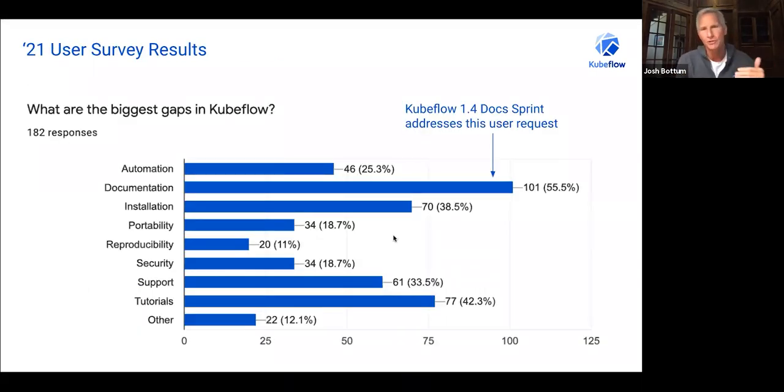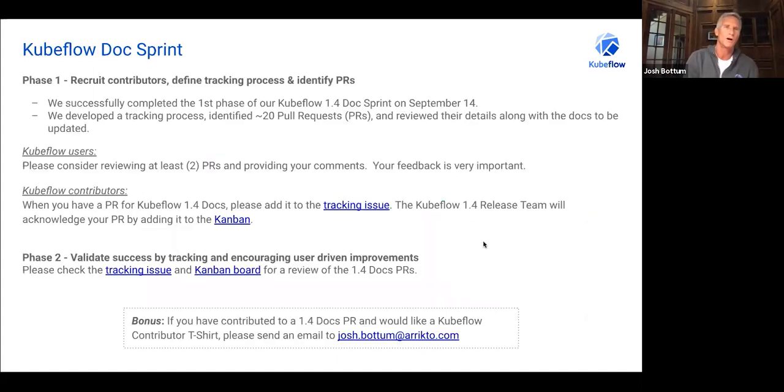One of the things the survey told us was that documentation was a place we needed to concentrate, but also installation and tutorials. And as you've seen in the last few releases, we spent a lot of time trying to work on those. In 1.4, we did have a doc sprint, which we started in early September, and we kicked off and ran the first phase of it. We didn't think we'd get as much support as we did. We actually got 20 pull requests, and we discussed those, and many of the users started to step up and provide comments.